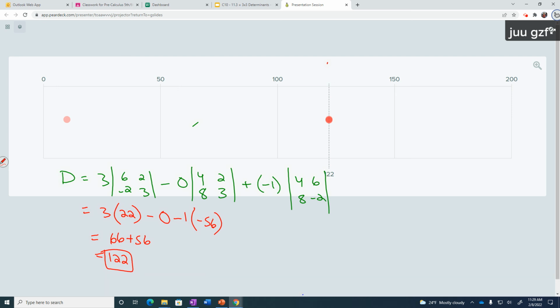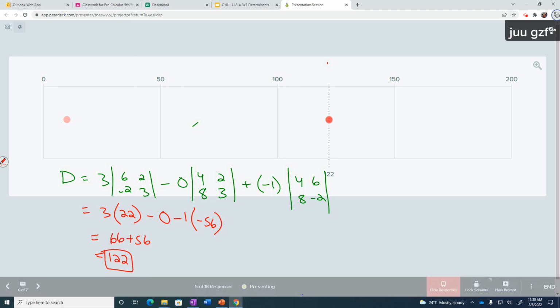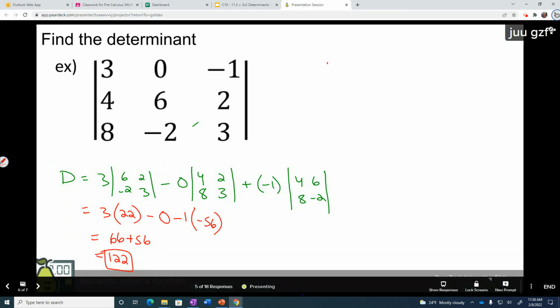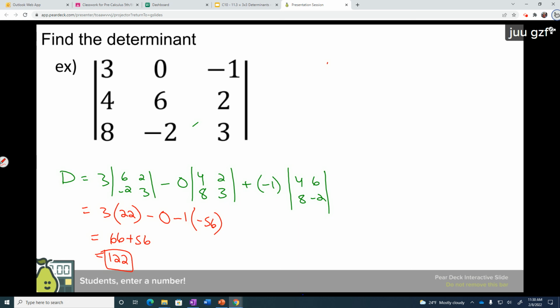Looks like most people landed on the right answer there that entered. Your answer should be 122. One thing to notice, a little shortcut here, is this second one was 0 times the matrix, right? The determinant here. Since this is 0, you don't even need to do this work because you're going to multiply by 0 anyhow, so it's going to be 0. If you ever get that case, 0 times something, you don't need to do that work.